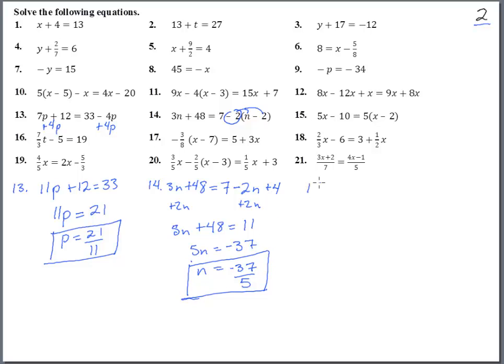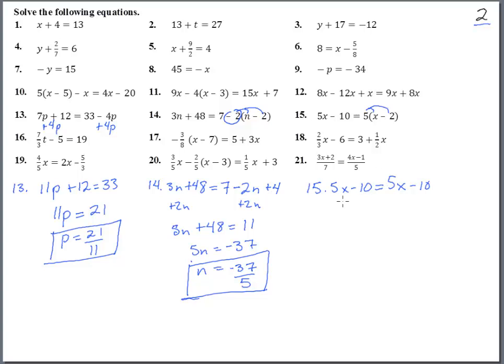Number 15. 5x minus 10 equals 5 times x minus 2. We're going to start off by distributing. We get 5x minus 10 equals 5x minus 10. Oh, something weird is going on here.